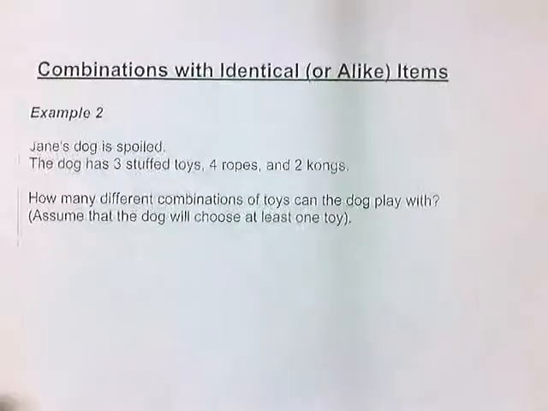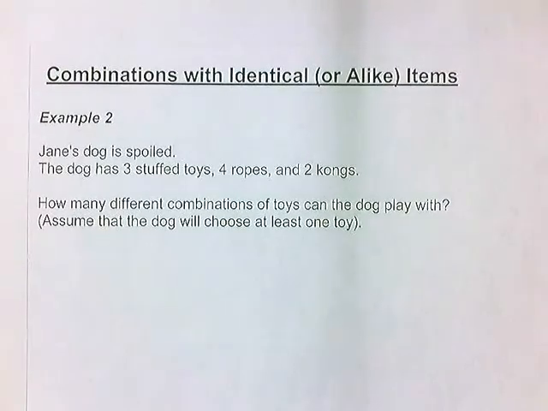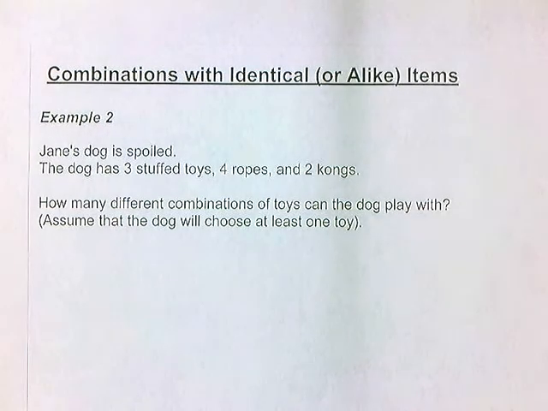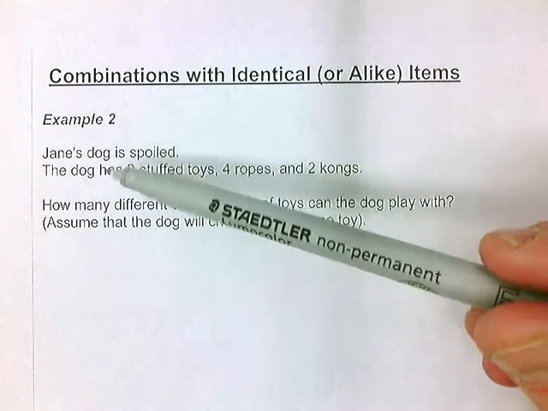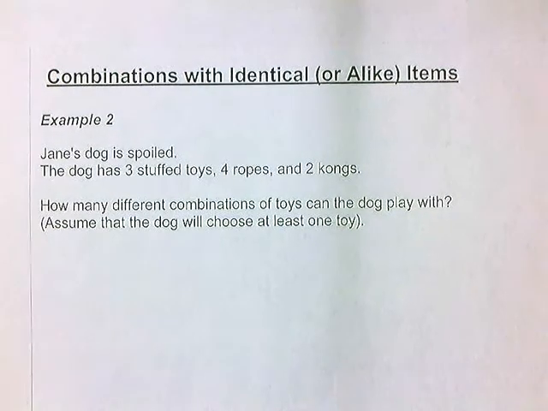Let's take a look at some a little more difficult ones. Combinations with identical or alike items. So here's the example. Jane's dog is spoiled. The dog has 3 stuffed toys, 4 ropes, and 2 Kongs. Those are the chewable things. How many different combinations of toys can the dog play with? Assume the dog will choose at least one toy. So the null set, or having no toys to play with, is really not an option.